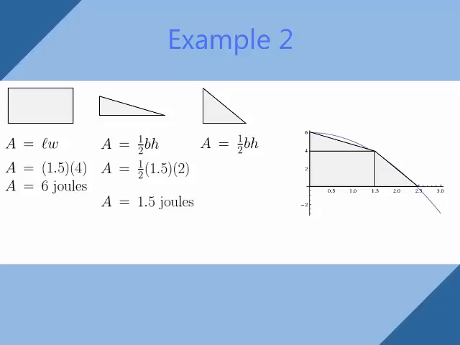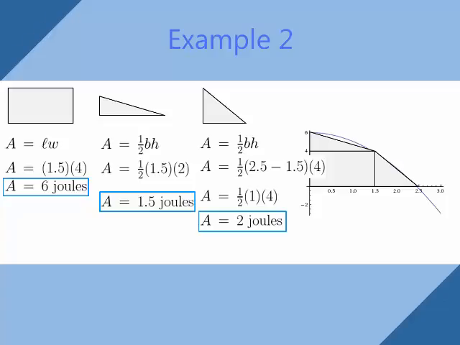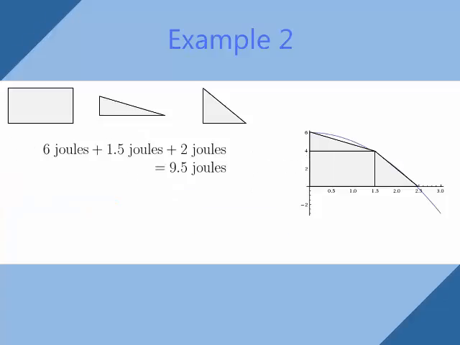For the final triangle, we take 4, being the height, and then multiply that by the width, 2.5 minus 1.5, which of course simplifies down to 1. Multiplying out, this triangle gives 2 joules. With all of our quantities, we can now add them together to get our total work of 9.5 joules.